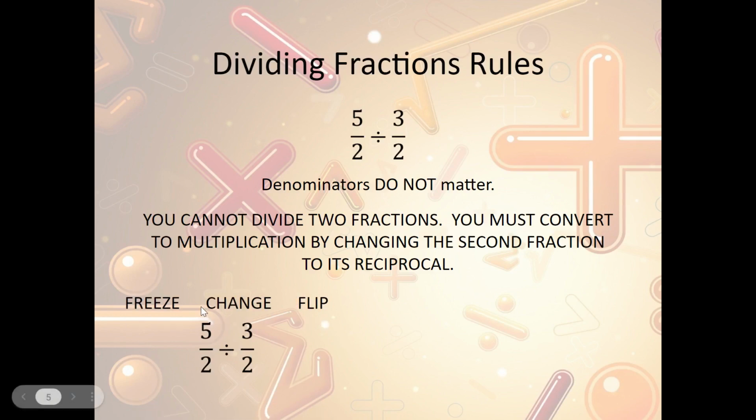We're going to use the concept of freeze, change, flip. So freeze, we're going to freeze 5 halves, which means we leave it exactly as it is. We're going to change, meaning that we're going to change this division sign, and it's going to become multiplication. So now it's 5 halves times. And then flip means we're going to take this number here, 3 halves, and we're going to flip it over so it becomes 2/3. Now we just use our multiplication rules.